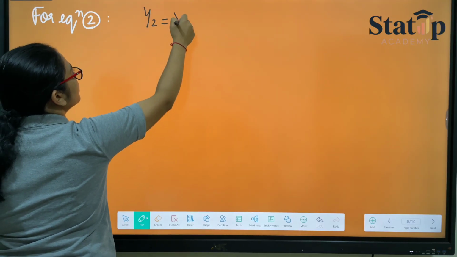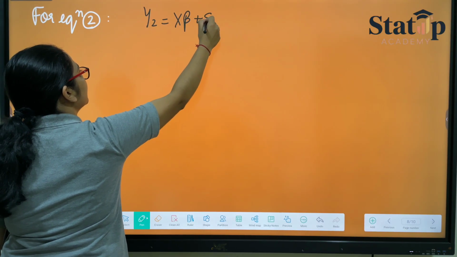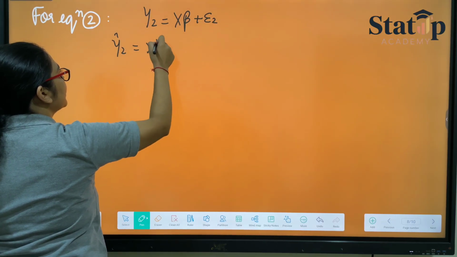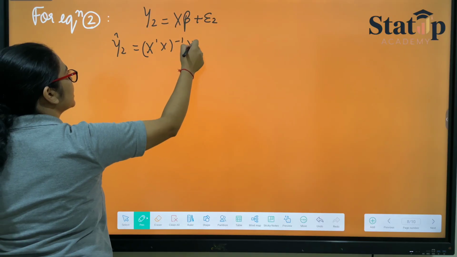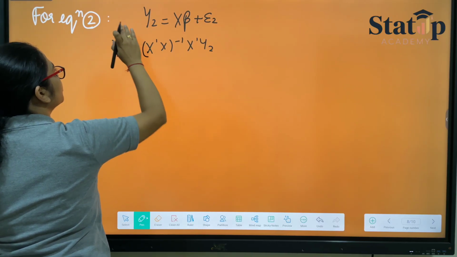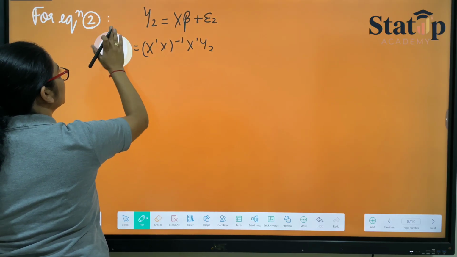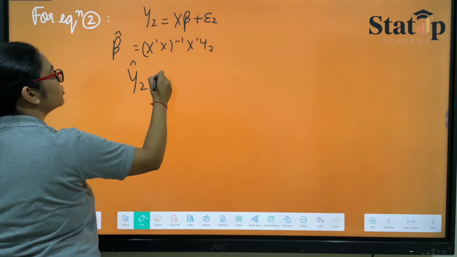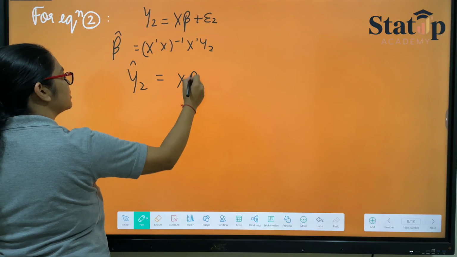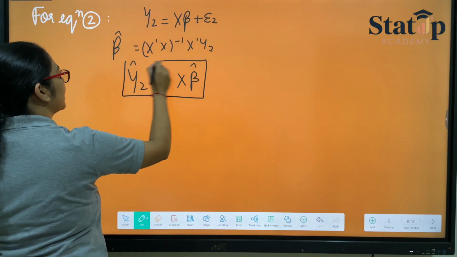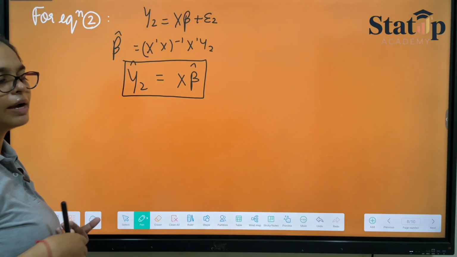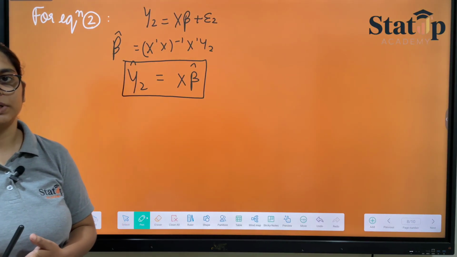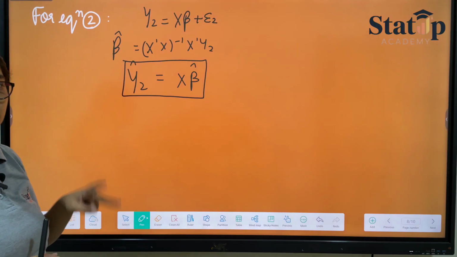y2 is equal to x beta plus epsilon 2. Now beta cap is nothing but (x dash x) inverse x dash y2. This is beta cap, and the predicted value of y2 is x beta cap. Where beta cap, you know what is beta cap? Beta cap is the matrix of beta naught, beta 1, beta 2 and beta 3. So this completes our 2 stage.